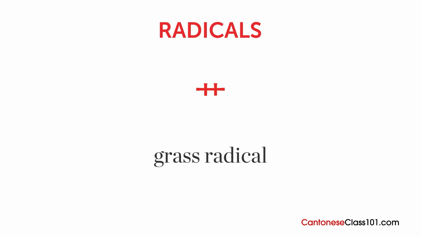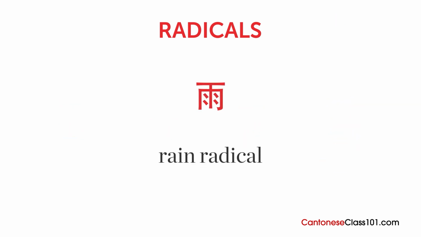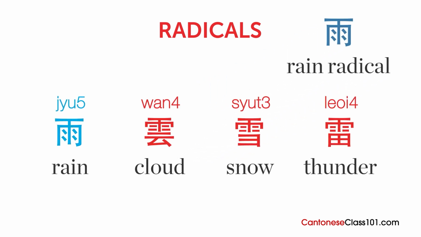For example, most characters that have the grass radical are related to plants and herbs. For instance, 花 flower, 草 grass, 茶 tea, and 梅 berry. Or the characters that have the rain radical are related to rain or other weather conditions and phenomena. Yes, 雨 rain, 雲 cloud, 雪 snow, and 雷 thunder. By learning the radicals, you can easily associate a character with its meaning, or group them with relevant terms. This can help you memorize Chinese characters faster and more efficiently.